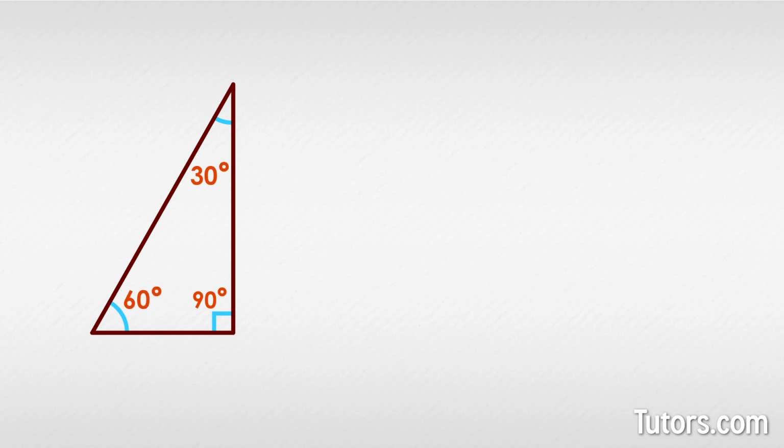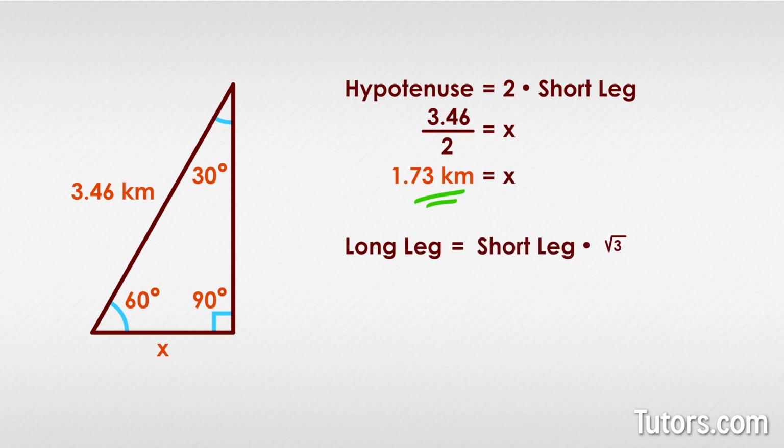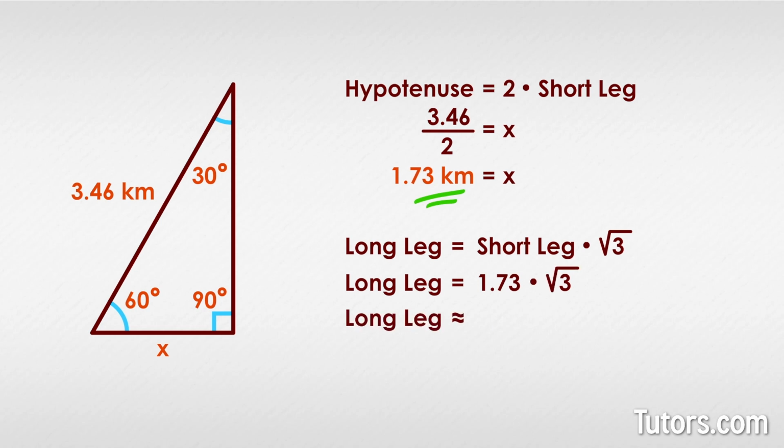Here we have a 30, 60, 90 triangle. We know that the hypotenuse of this triangle is twice the length of the short leg, so we can find the short leg, or x, by solving 3.46 kilometers divided by 2, which equals 1.73 kilometers. We also know that the long leg is the short leg multiplied times the square root of 3, so we have 1.73 times the square root of 3 equals approximately 3 kilometers.